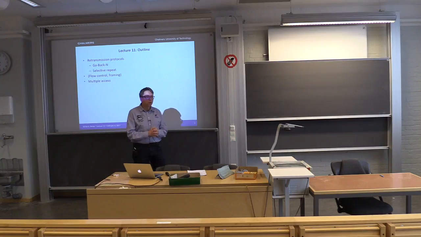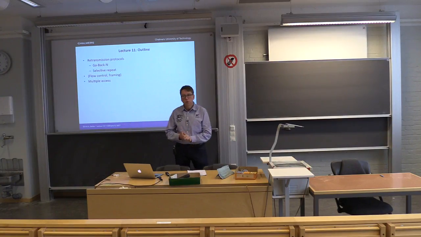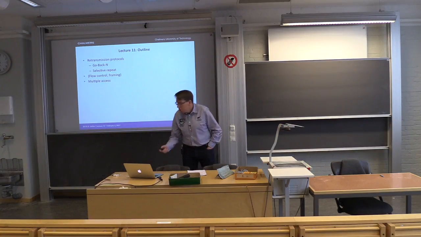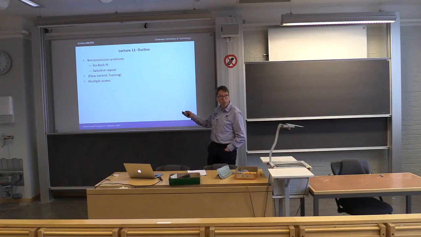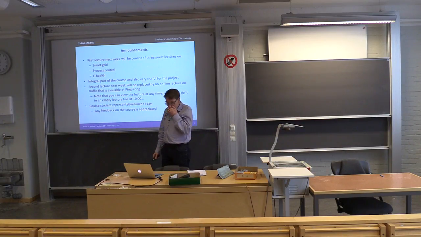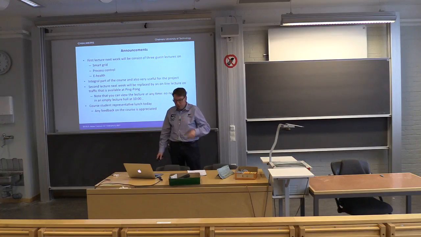Today we will continue to talk about retransmission protocols, and the reason for their existence is to provide a service which is better than the service below us, just as any protocol. Last time we talked about stop and wait. Today we will talk about go back N and selective repeat. Then we'll talk very briefly about flow control and framing, and then go into the next topic, which is multiple access. But before we start, some announcements.